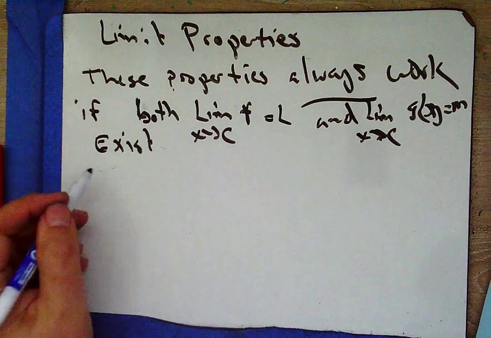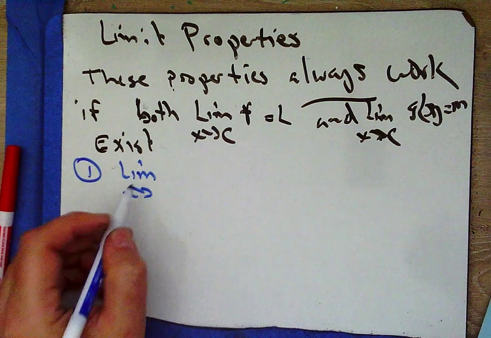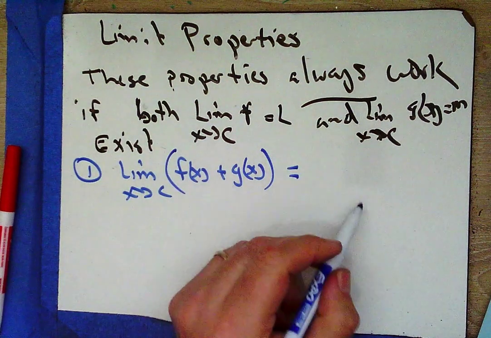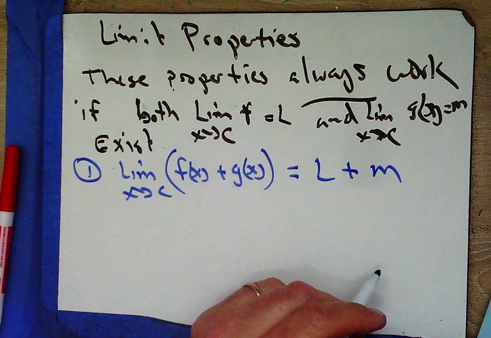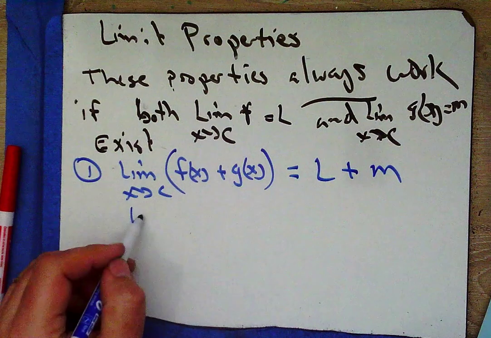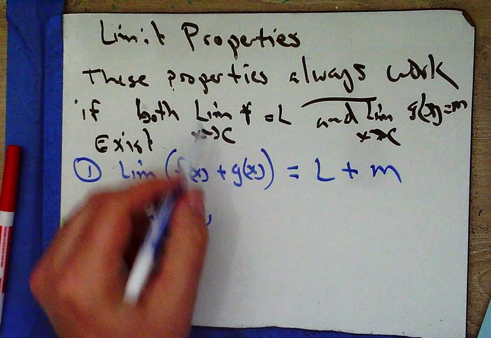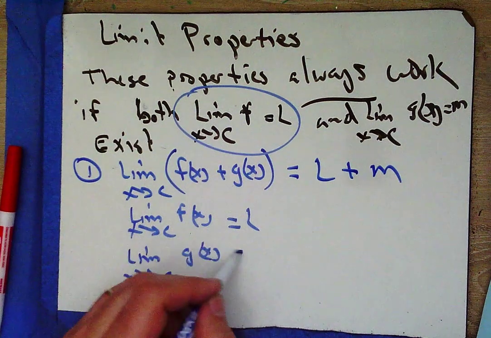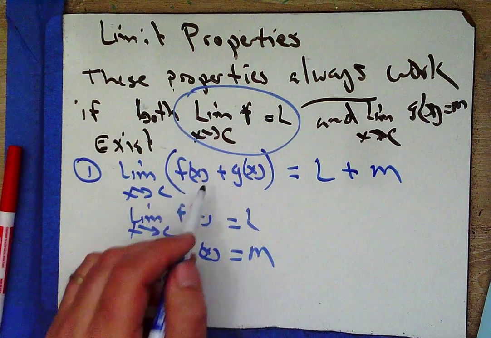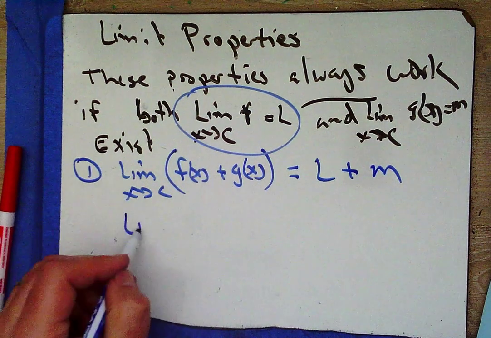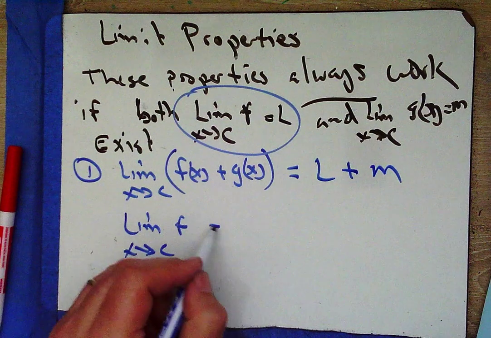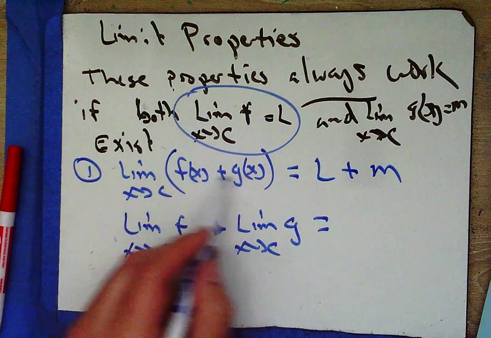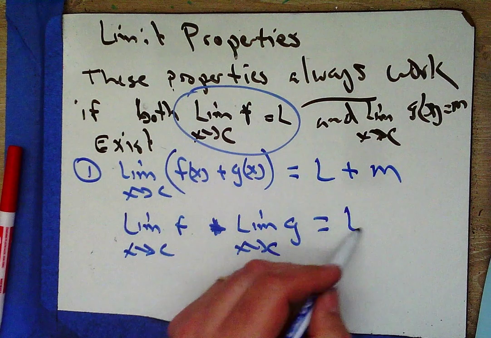So our first obvious limit property is the limit as x approaches c of f of x plus g of x is simply L plus M. Huh? How'd you do that? Well, the limit as x approaches c of f of x, we said, was L. And the limit as x approaches c of g of x, we said was M. So really what we're thinking about doing here is saying the limit as x approaches c of f plus the limit as x approaches c of g. So I can split this up into these two limits and then add those limits together.